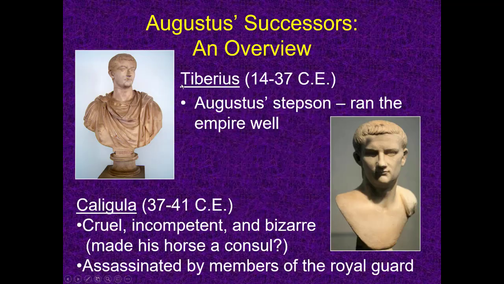So Tiberius is actually going to be the next one. He's Augustus's stepson, and he's going to be a pretty decent general and emperor. Caligula is kind of a weird one. All right, he's a little bit nuts. 37 to 41. He's not an emperor for long. You'll notice, right? 37 to 41. Cruel, incompetent, bizarre. He made his horse a consul, and the royal guard.